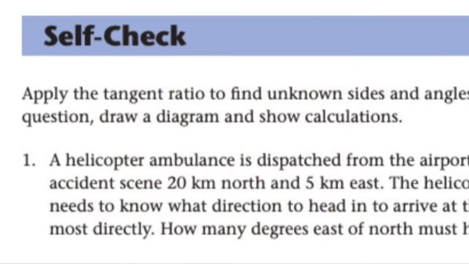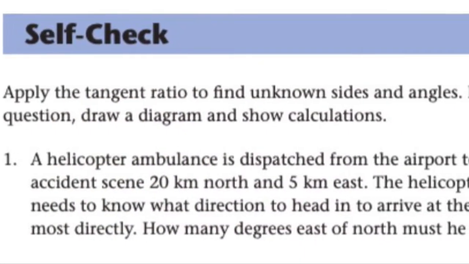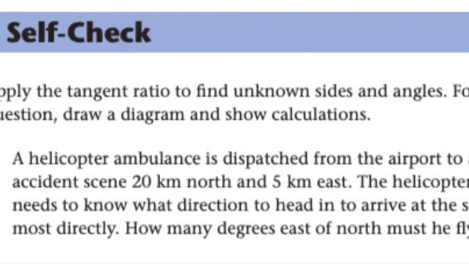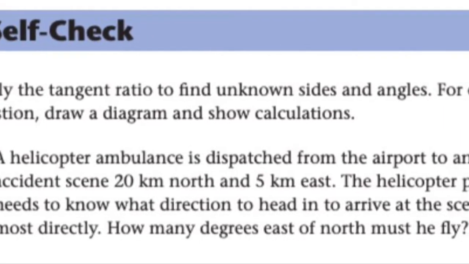We're going to try one word problem together where you need to find an angle if you are given two sides. We're going to do that one together, and then I'm going to leave you with one to try on your own that you can email me, and I will get back to you letting you know if you did it correctly. So let's look at the question, the one we're going to do together. This question is talking about a helicopter ambulance, and it says that the helicopter ambulance goes 20 kilometers north and 5 kilometers east.